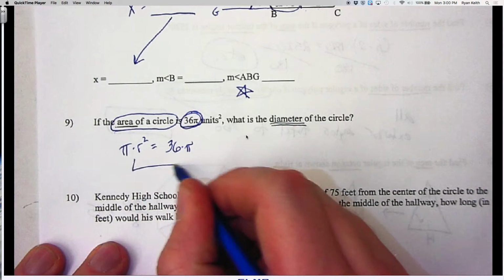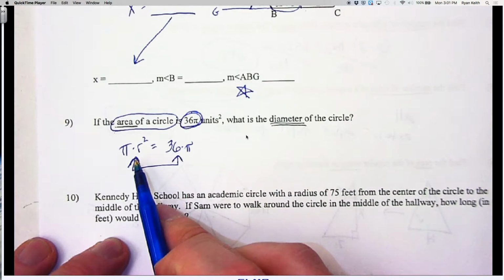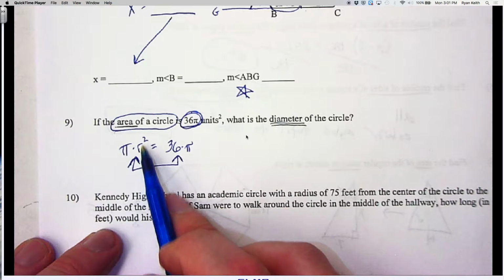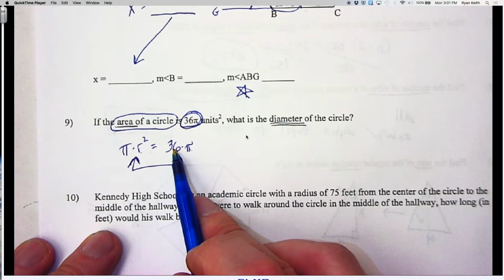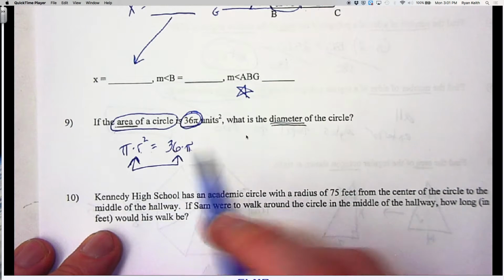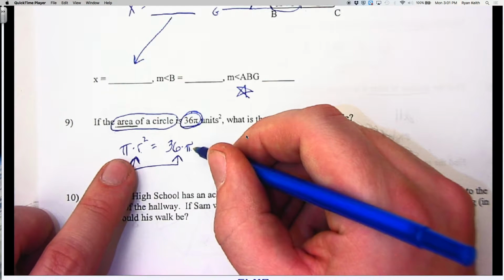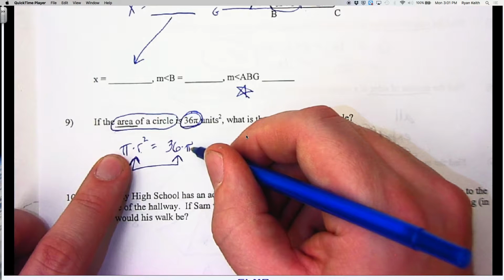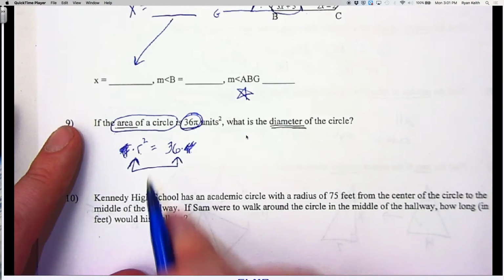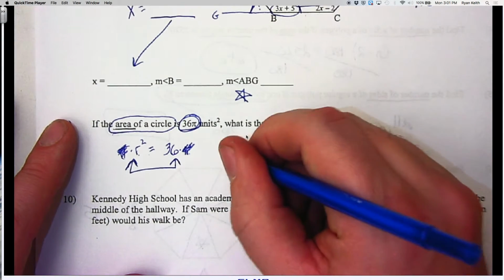Compare the left side and the right side for a second, please. Let me think about this. Pi times some number squared is equal to pi times 36. Doesn't that kind of say that the pi's are already equal on both sides of the equation? So forget about those. R squared is 36. What number squared is 36?